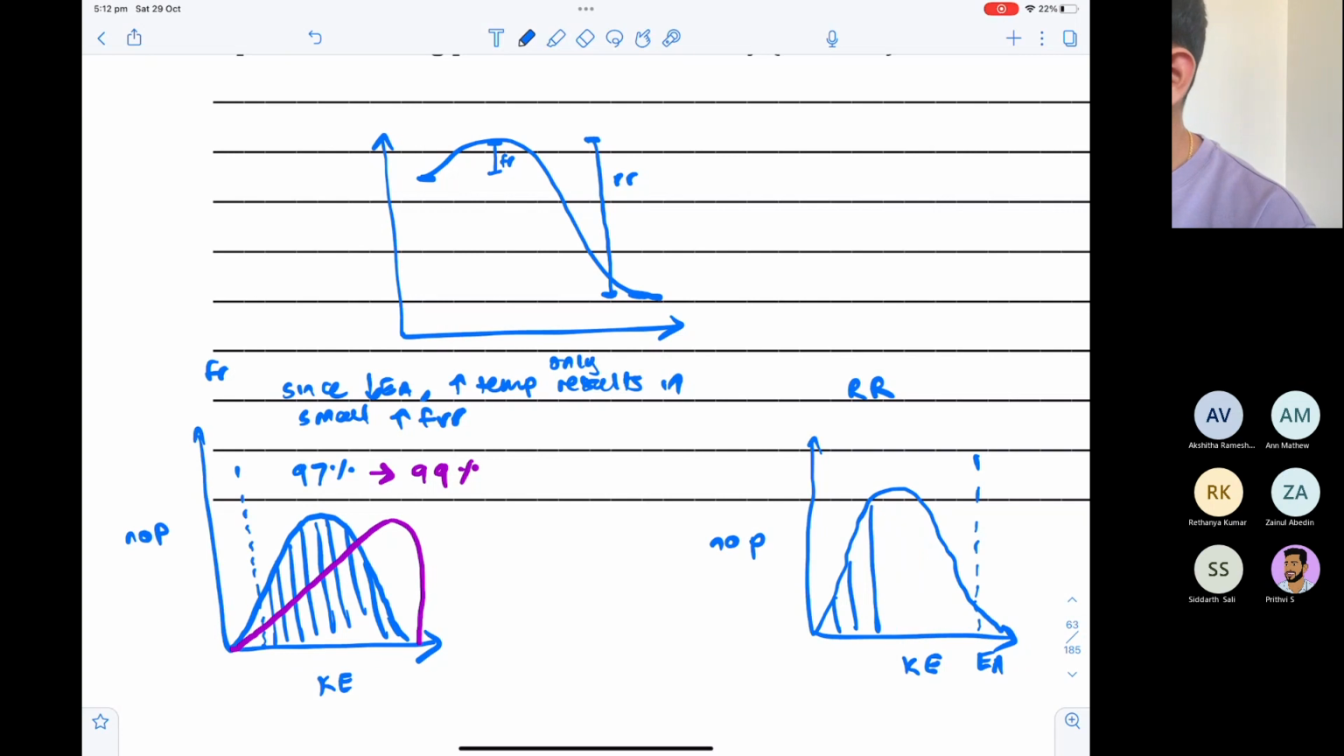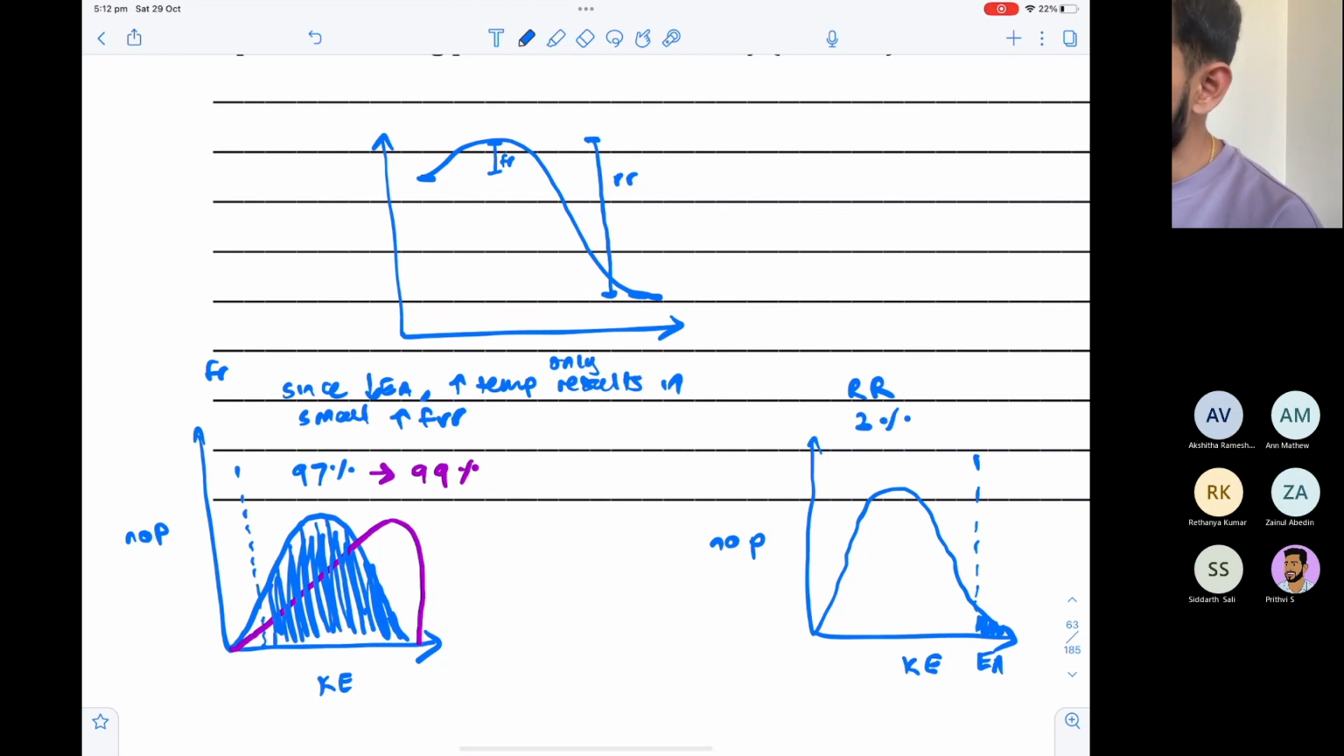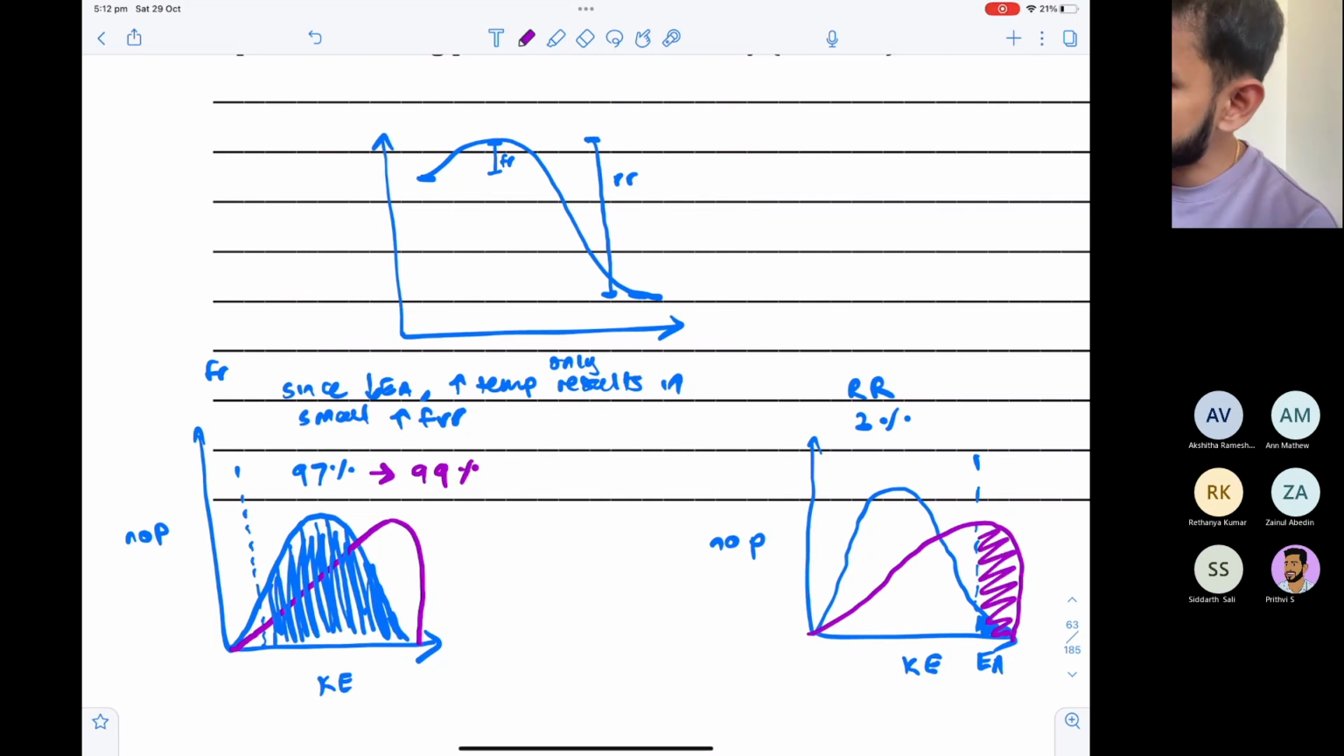Should have done it like this. The area under the curve that's successful is only this small amount versus the majority of the curve in a previous example, right? So we'll say the percentage of successful collisions is 2%. But when I increase temperature, the graph shifts to the right, and the graph should be lower. So I'll make it a little bit lower, right? What you will now appreciate is the reaction rate has increased from about 2% to, let's say, 50%.